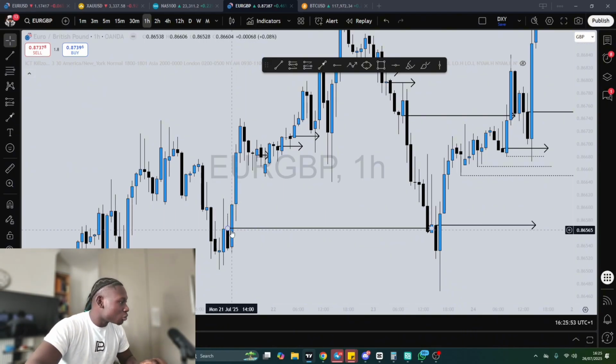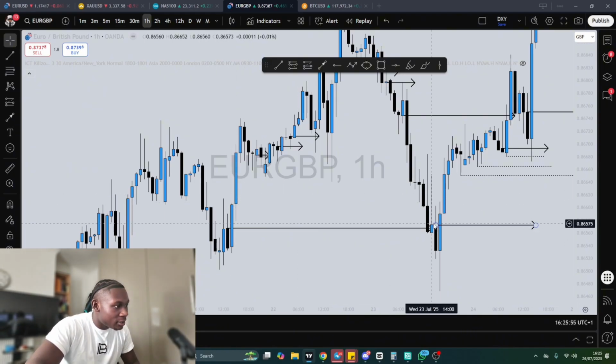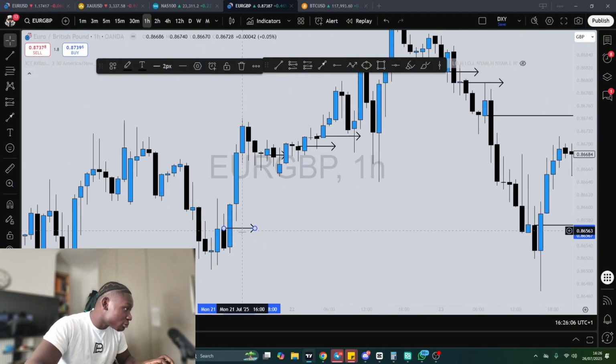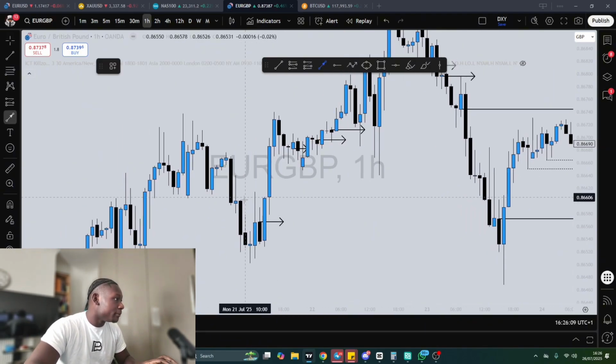Now, as you see, this was the 21st of July, 2025. This is now the 23rd. So after 2 days, you can imagine that this zone may not be as powerful. Watch out. As you can see, as close as possible, it seems to work. Downwards one here. Price reacted and we pushed down.